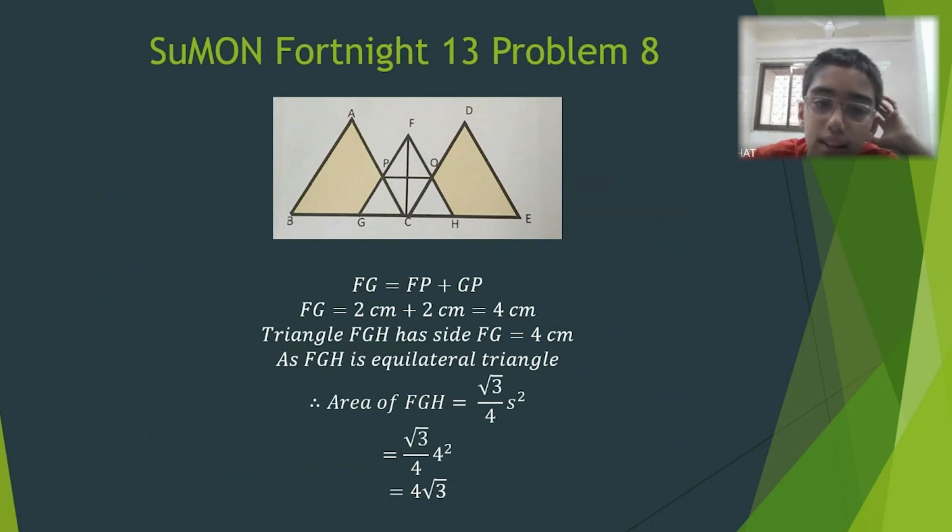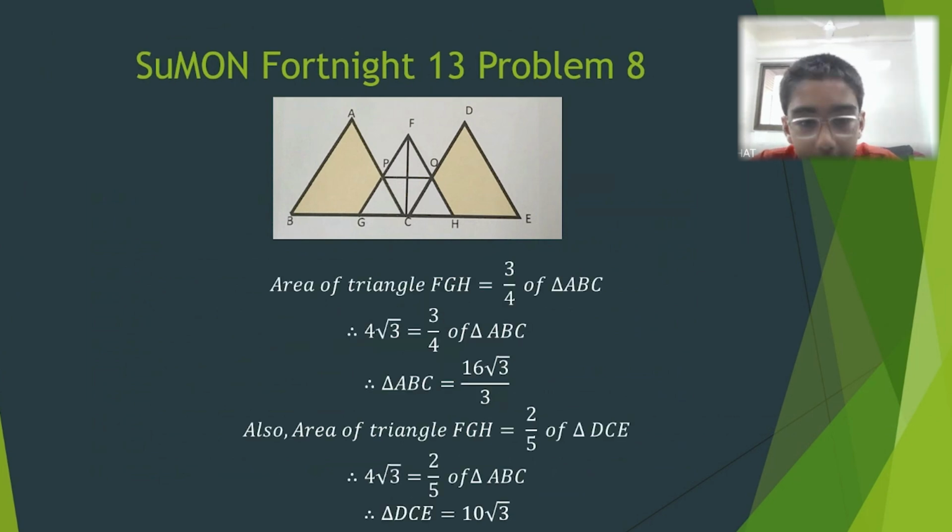Now we can notice that FG is equal to FP plus GP. So now we can substitute the values of FP and GP. So FG is equal to 2 centimeters plus 2 centimeters, which is equal to 4 centimeters. So now we know that triangle FGH has side FG equal to 4 centimeters. Now as triangle FGH is an equilateral triangle, the area will be √3/4 side square, which is equal to 4√3 after simplifying.